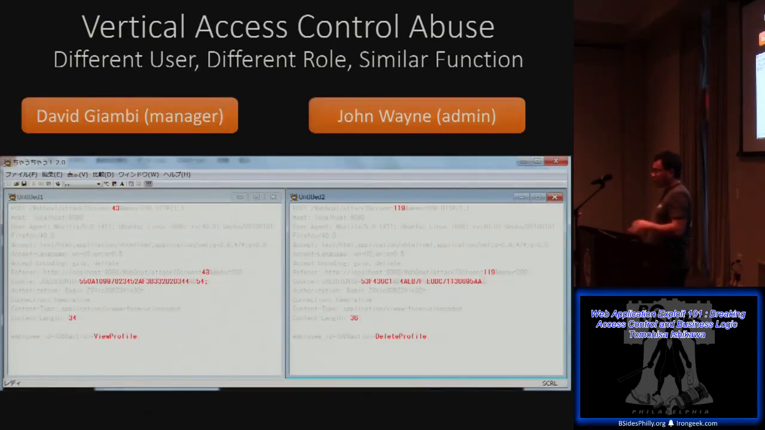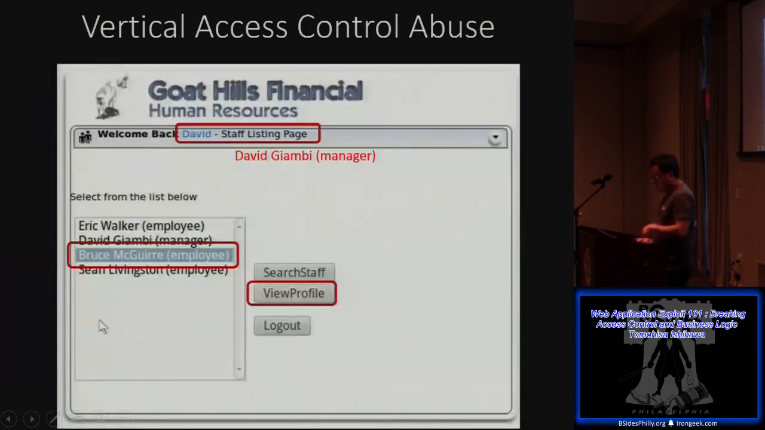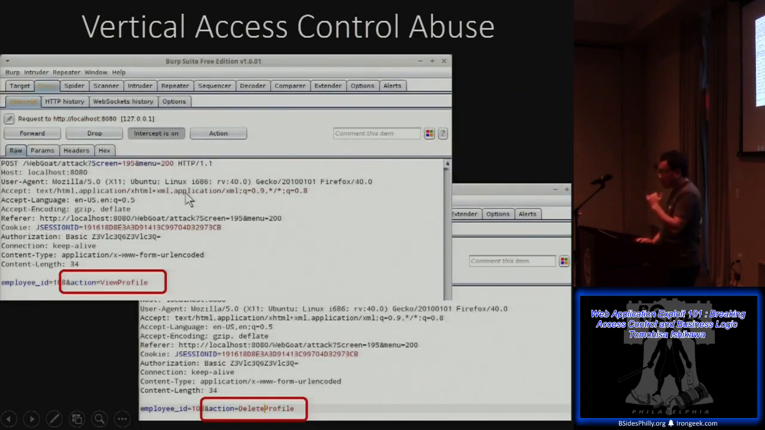In order to find out this vulnerability, it's a very simple case. You don't need to do it realistically, but I'd like to explain the diffing concept with this example. In these cases, try to compare the HTTP requests of different users, different roles, and similar functions. If you compare these two requests, there are several differences, maybe 1, 2, 3, 4. Of course, action equal view profile and action equal delete profile are the most doubtful parameters. So what we try to do is access David again, click Bruce, click view profile, then change the value from view profile to delete profile, and send your request.